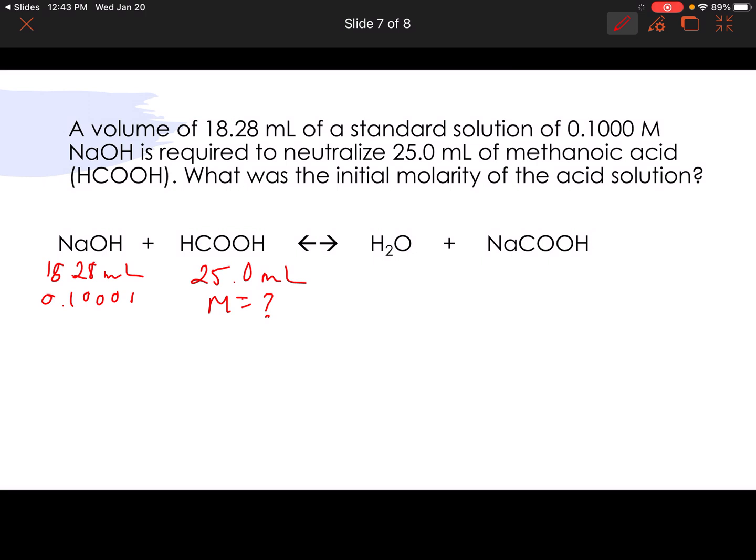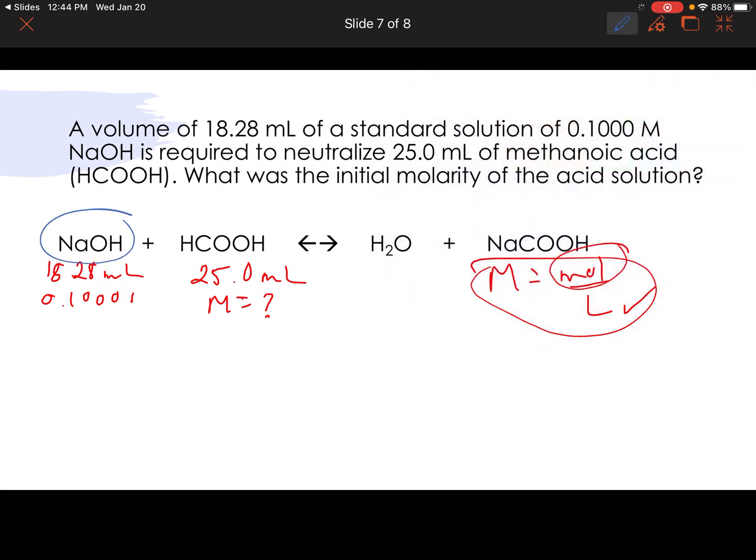Now, if you'll remember the formula for concentration, M equals moles per liter, right? Looking at that for methanoic acid, I've got the volume, but I don't have the moles. So I need to calculate that, and I'm going to find that by looking at the sodium hydroxide. For the sodium hydroxide, I've got a volume and I've got a concentration, so I can calculate the moles of sodium hydroxide. So I'm going to go ahead and do that.